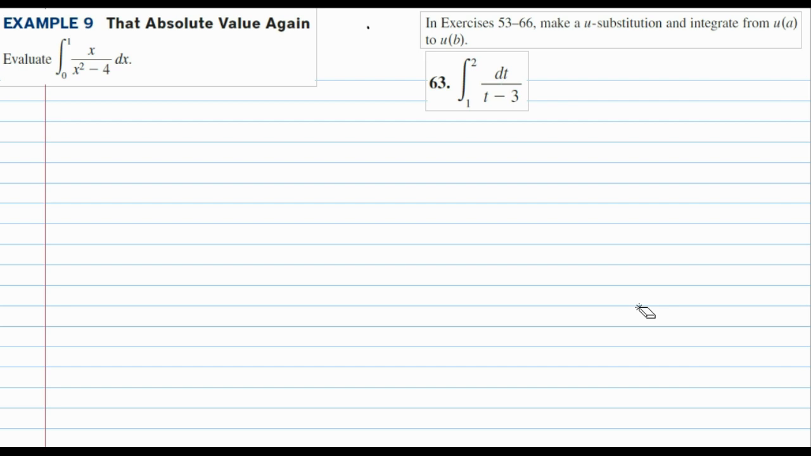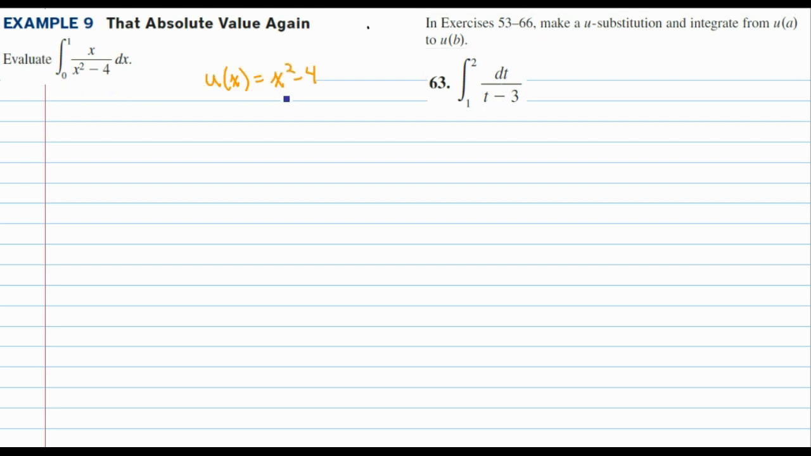Alright, so looking at this problem, I have x over x squared minus 4. A composition function, yes, you can look at it as 1 over u, maybe, where u is x squared minus 4, because the derivative of x squared is 2x, and that relates to the numerator x by a derivative. So let's take our u and make that the denominator, x squared minus 4.